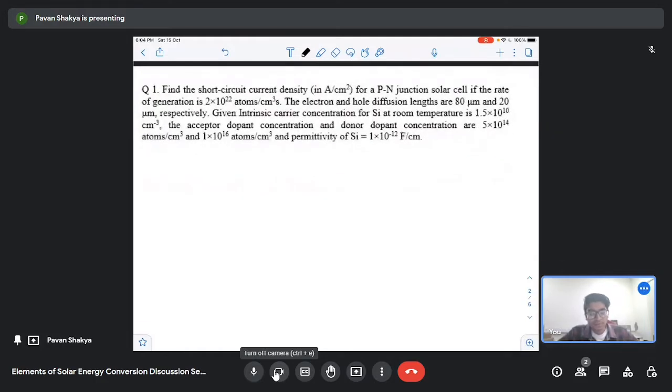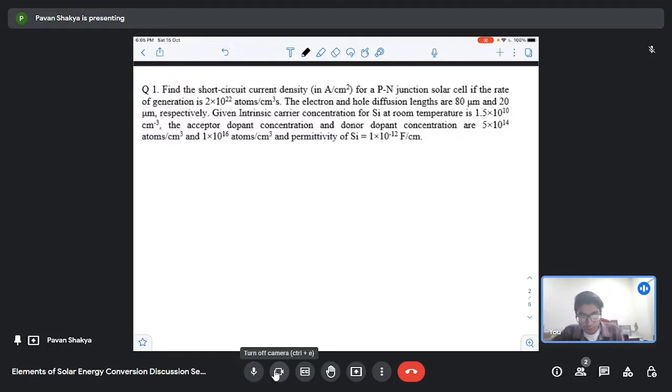In the first problem, it is said to find the short circuit current density for a PN junction solar cell if the rate of generation is 2 into 10 to the power 22 atoms per centimeter cube per second. The electron and hole diffusion lengths are given as 80 micrometer and 20 micrometer. The intrinsic carrier concentration for silicon at room temperature is given, and also the acceptor concentration and the donor concentration are given. Okay, so now let's start to solve this problem.